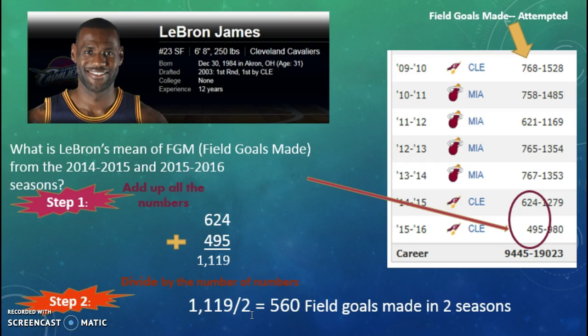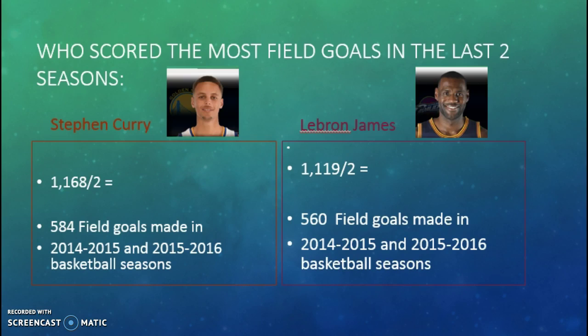Now I can compare and see who was better the last 2 seasons. Was it Stephen Curry or LeBron James? Let's put them next to each other. Well, Stephen had an average of 584 field goals made in the 2 seasons, and LeBron had an average of 560 field goals made. So Stephen Curry did the best in just the recent 2 seasons.